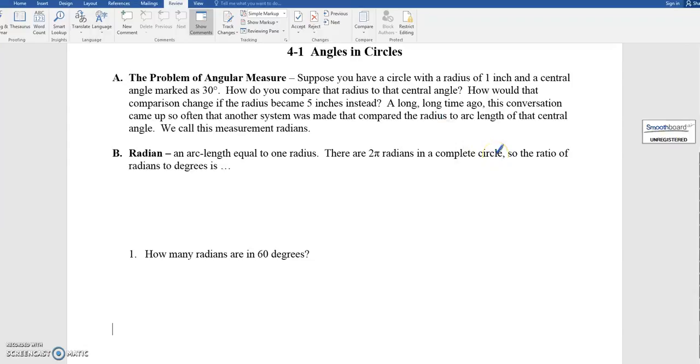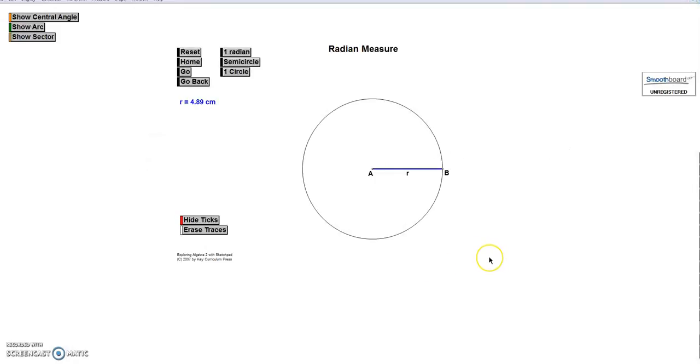So a long time ago, people had this conversation, and they decided to come up with a different way of describing those angle measures, and we call that radian. I just want to describe that to you right now, through a sketchpad picture. Basically, 1 radian is taking 1 radius of a circle and rotating that around the outside of the circle. I'm just going to show that to you right now.